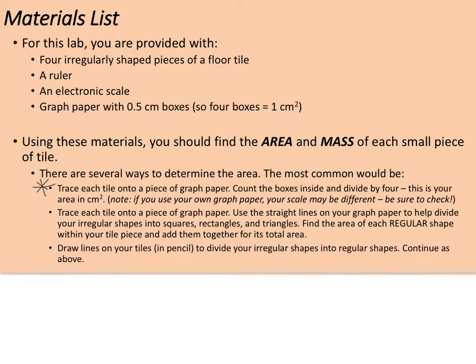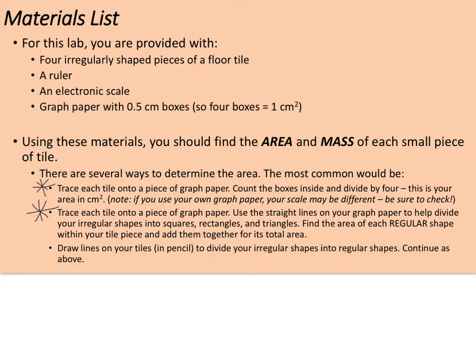Now, if you use my graph paper, that will work. If you use your own graph paper, you'll have to double check and measure the size of your boxes. You could also trace each tile onto that graph paper, and then instead of counting the boxes, use the straight lines as a guide to help you divide those shapes into squares and rectangles and triangles. Those are a lot easier to find the area of because the formulas are fairly simple. You add up each regular shape that you've divided your tile into, and that would be the total area.